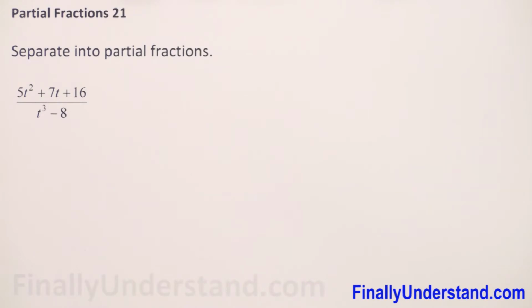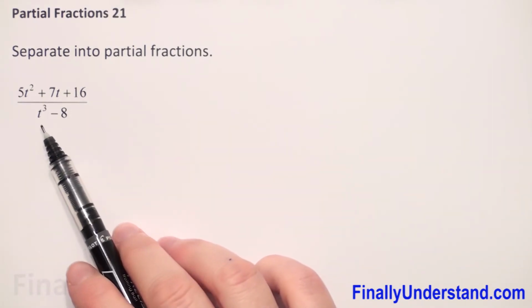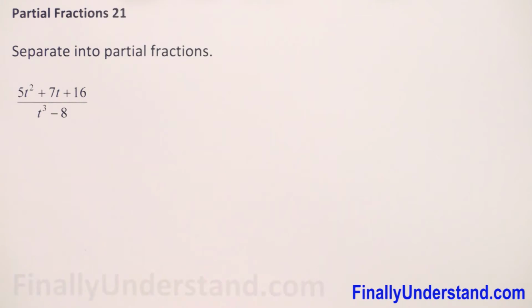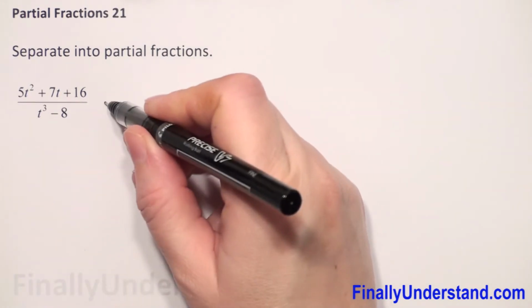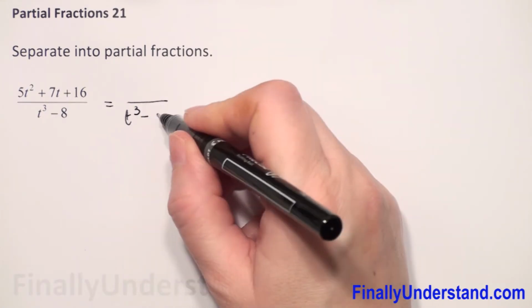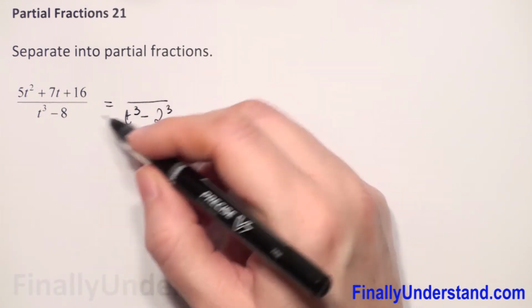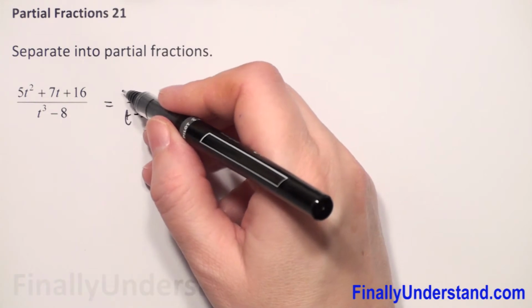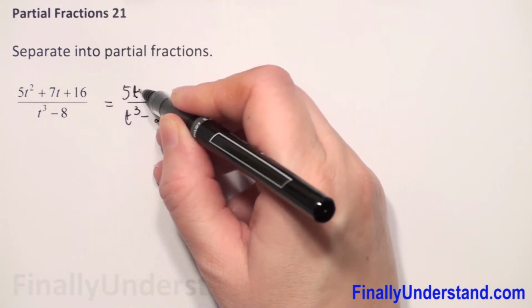Next step, we have to factorize our denominator. We have t cubed minus 8. We can rewrite that as t cubed minus 2 to the third power. 2 to the third is 8, so everything is okay. We will copy the numerator.